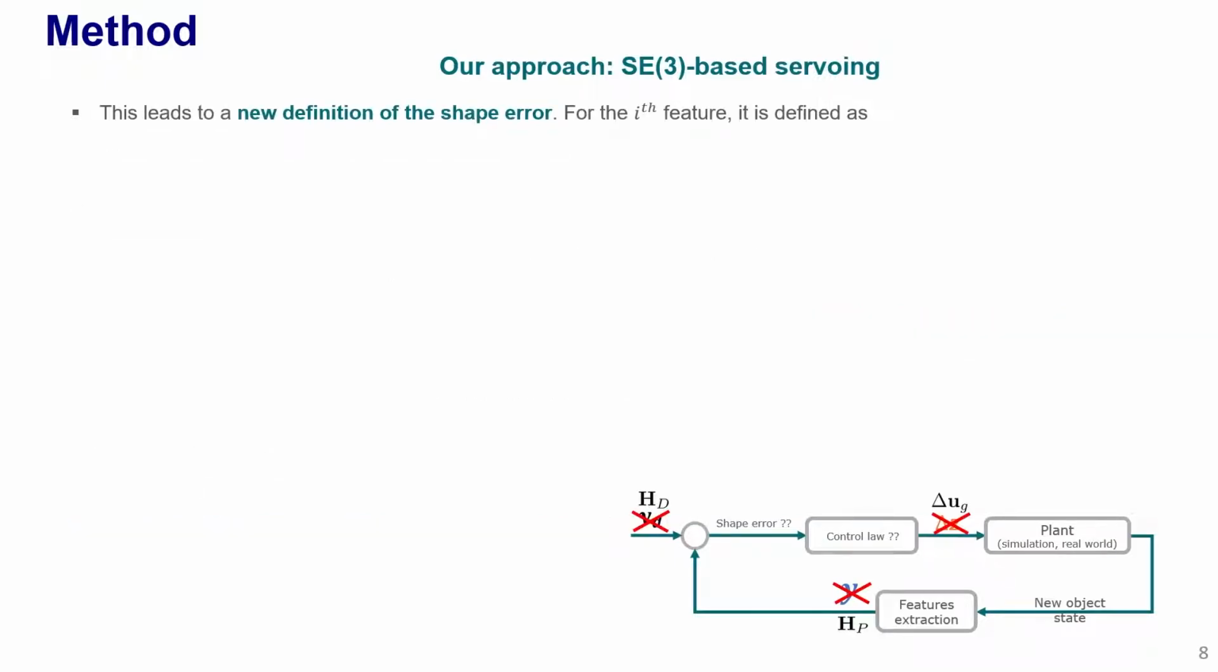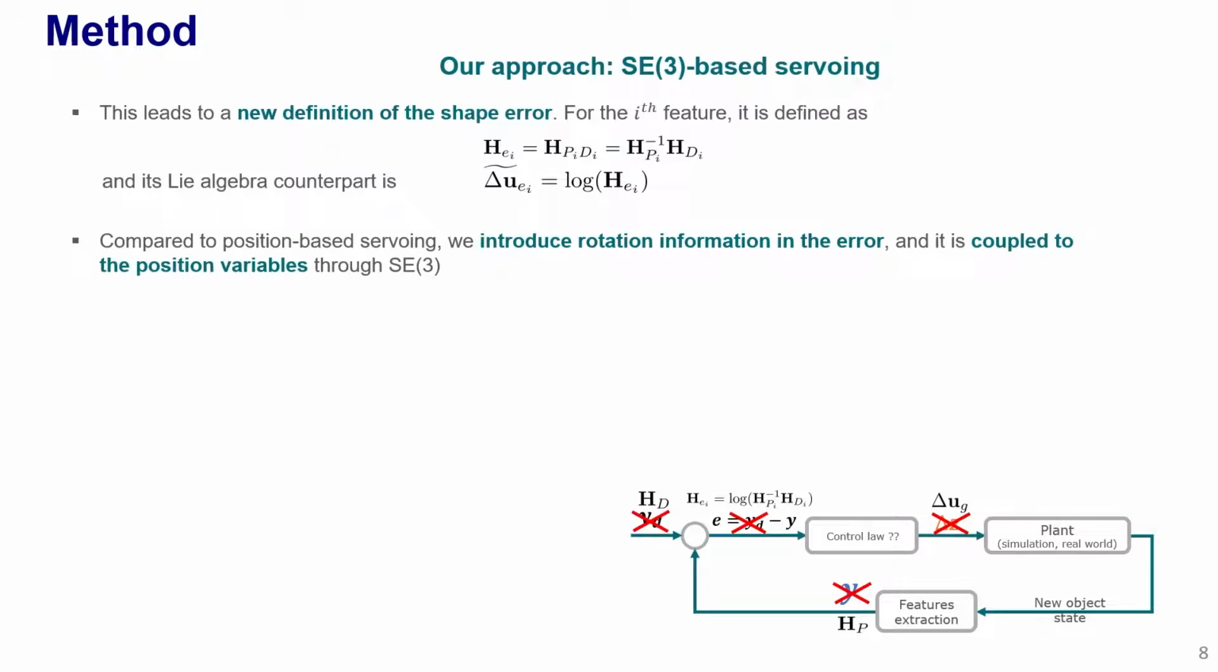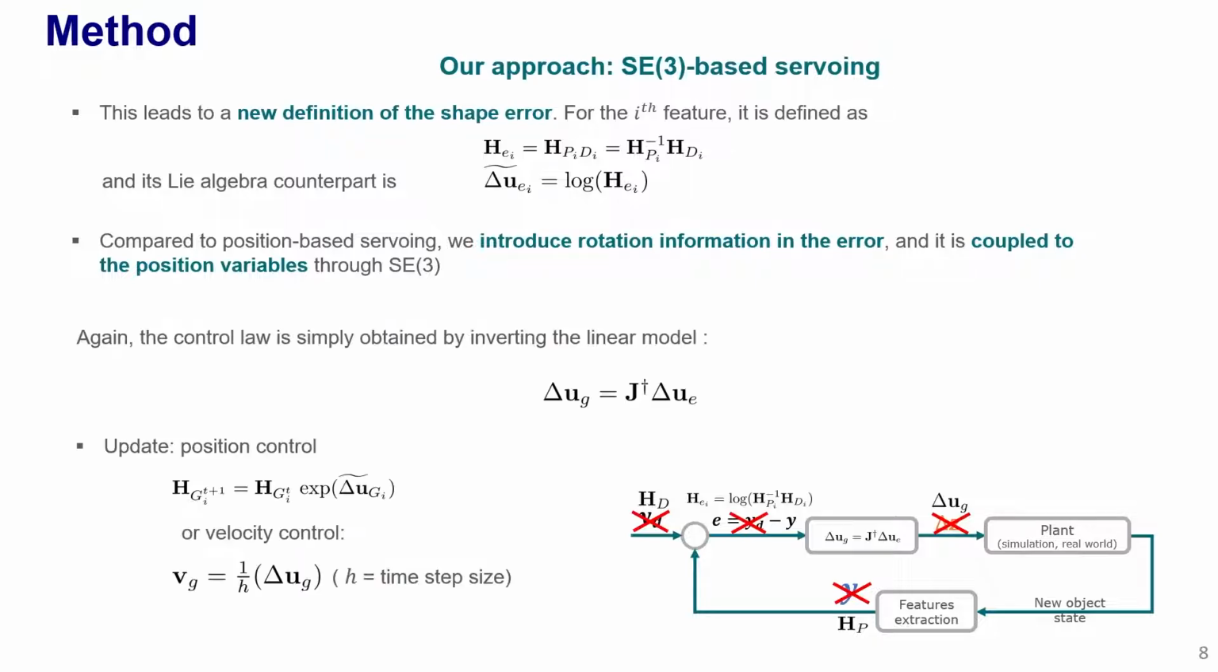Very importantly, we need also to redefine the shape error, so we use the relative transformation between frames HP and HD and the log map. Compared to the traditional approach, the error incorporates also rotation information. Again, we simply invert the model to obtain gripper motions, and we update them with either position or velocity control.